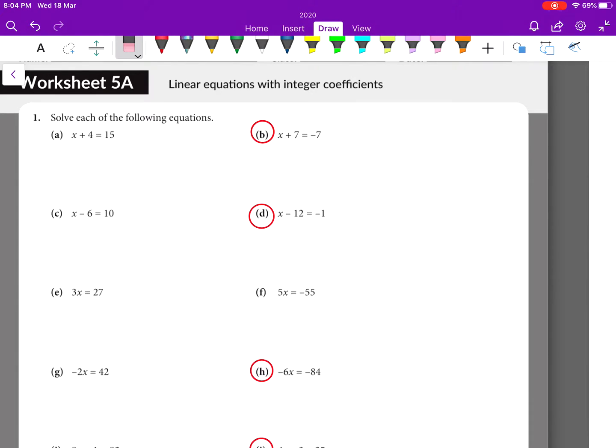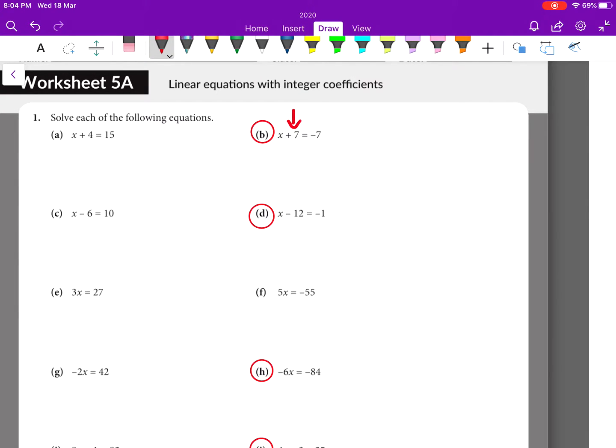Okay, now we'll take a look at worksheet 5a, linear equations with integer coefficients. The first question that we have is x plus 7 equals negative 7. I hope you can recall the questions we have done in worksheet 5.1. So for this question, recall, what do we need to do? We need to make x the subject.